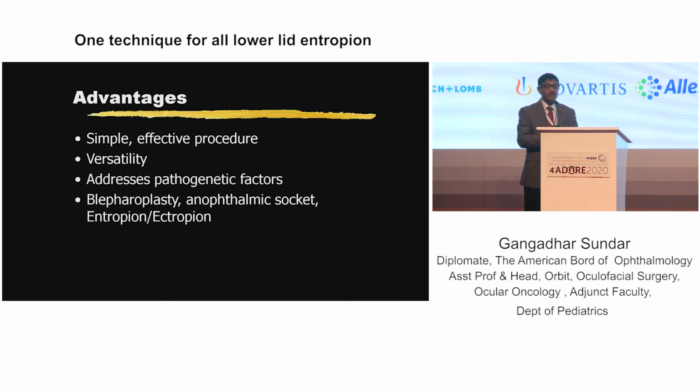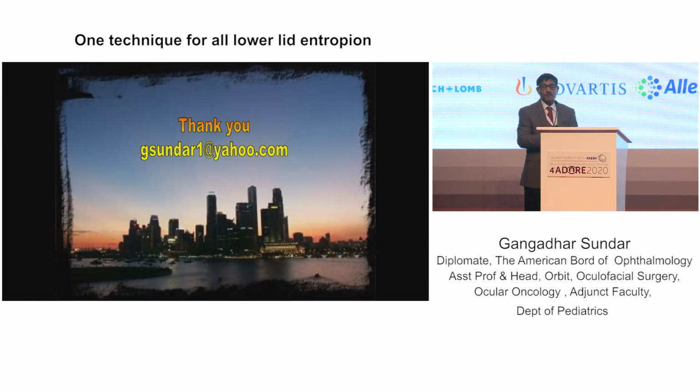It addresses several pathogenic factors. You can vary the nature of the procedure through the upper lid stab incision. You can go down to the lateral canthal tendon, even release the lateral canthal tendon if you want. You can plicate the lateral canthal tendon through the upper lid crease itself, and it works for even the anophthalmic socket conditions as well. So in summary, you wanted a simple procedure for lower lid entropion or lower lid malpositions. You can go ahead, try it out for your patients. Thank you very much.